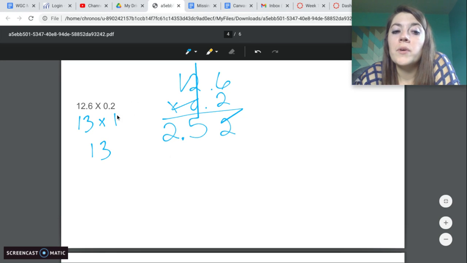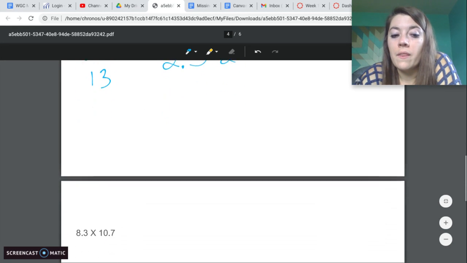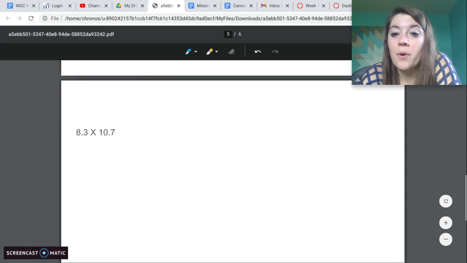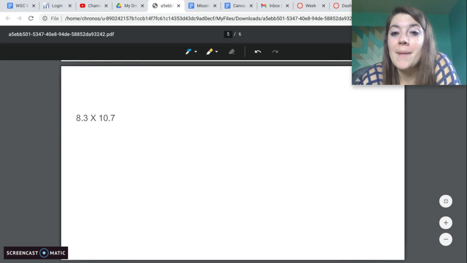So you may be noticing that we're taking 12.6 and multiplying by 0.2, and we're ending up with a smaller number, even though we're multiplying. That's completely possible because we're multiplying by a fractional amount. It's not a whole number. So our value is actually going to get smaller because there's no whole number here. It's just a decimal. So sometimes our products will get smaller when we multiply by a number less than 1, and they'll get bigger when we multiply by a number greater than 1.